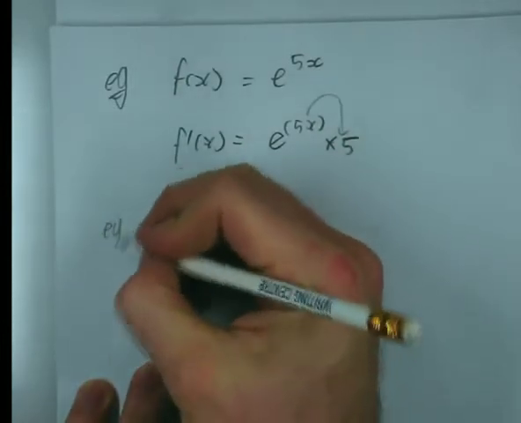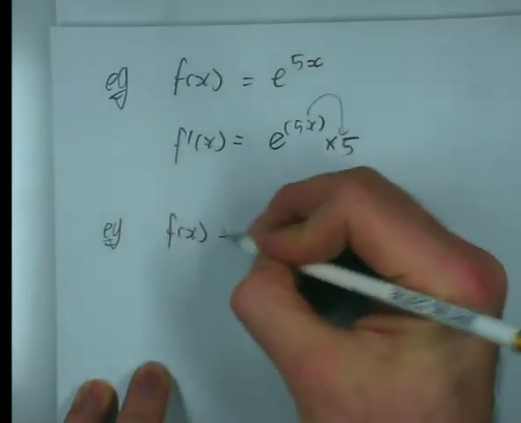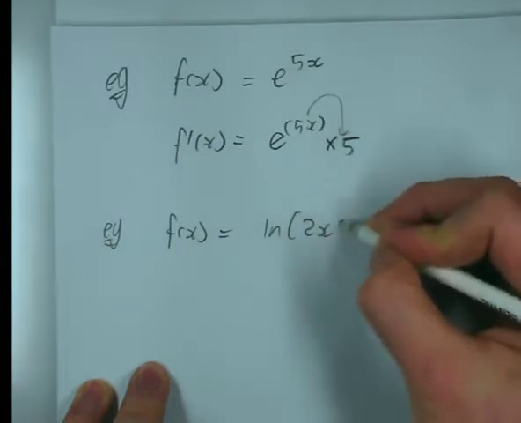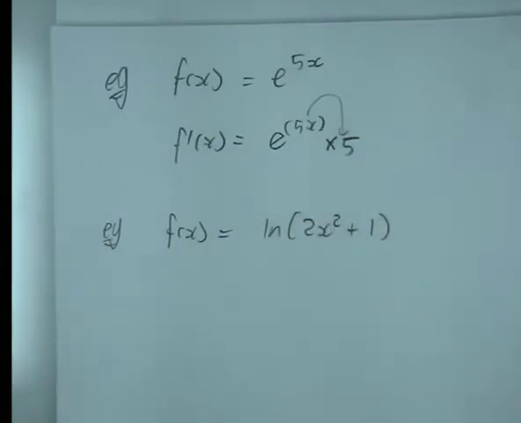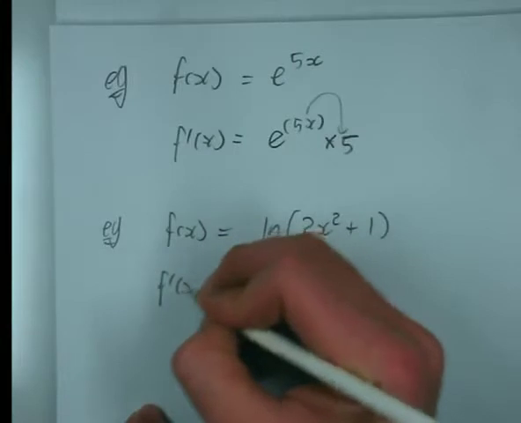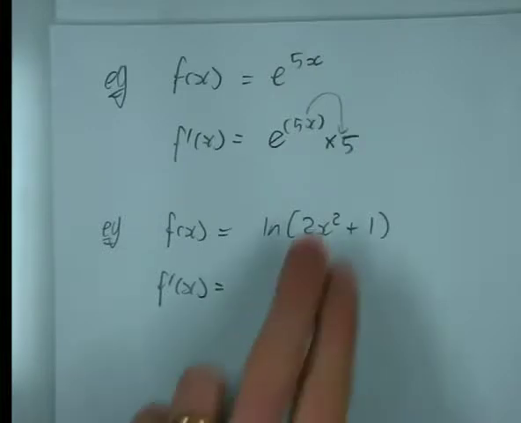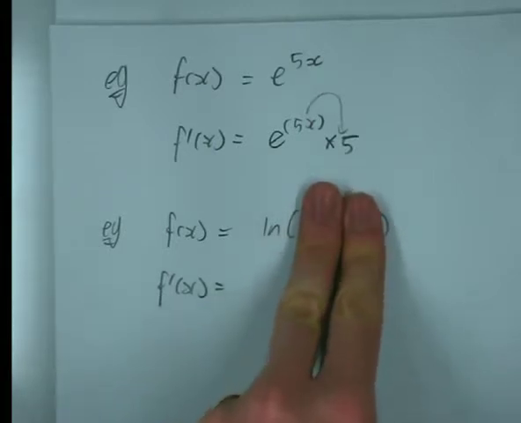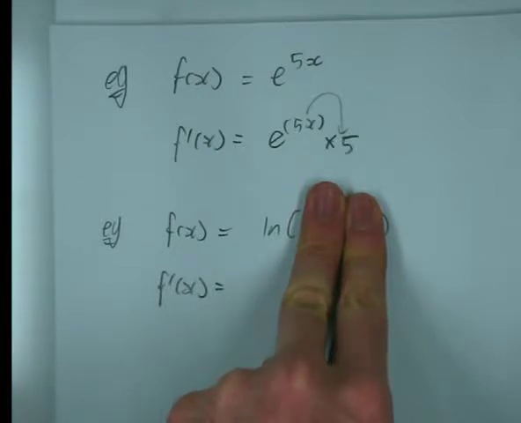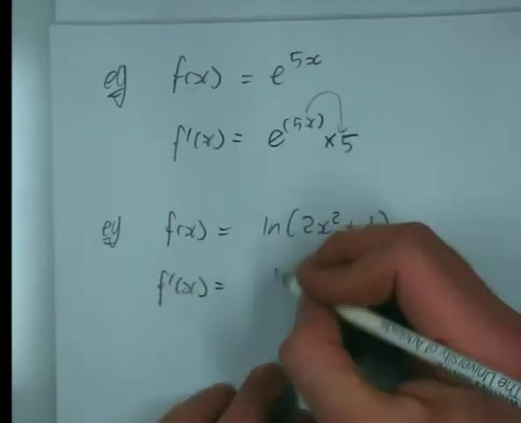How about another one? Something like that. ln of 2x squared plus 1. So what I'm going to do is imagine those 2 lines, and I can figure out how the ln changes when the inside changes. So I'm going to cover that out and pretend it's just an x. If that was just an x, the derivative of ln x would be 1 over x.